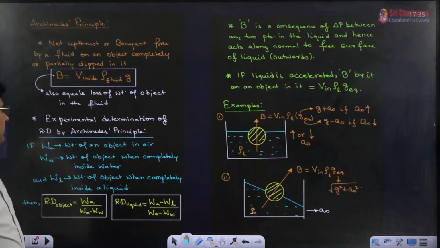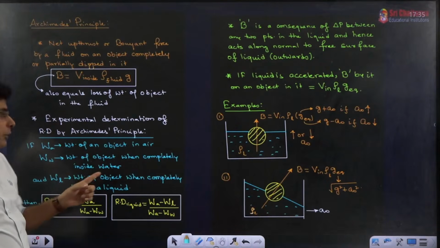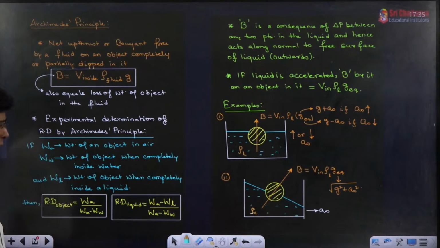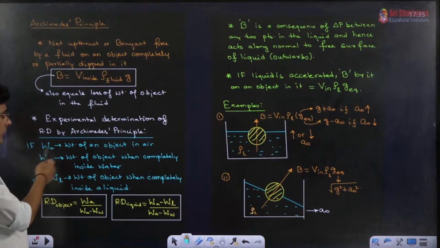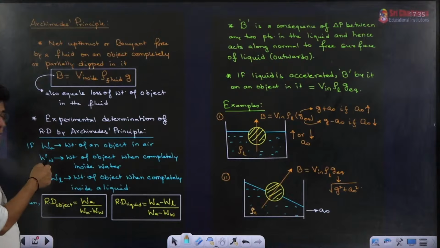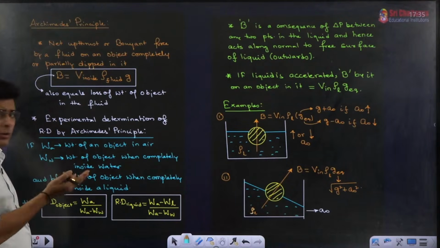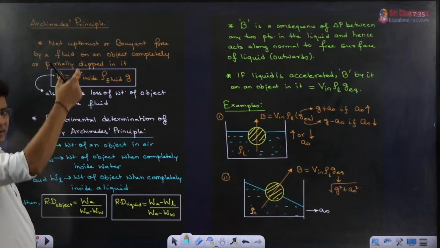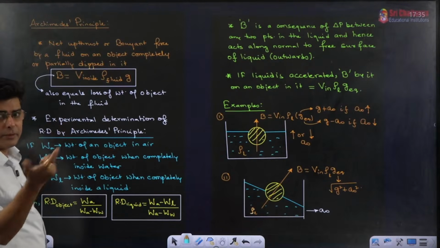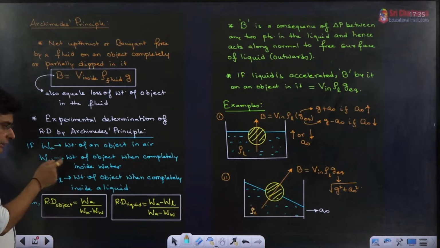Using this concept of Archimedes principle, we can determine the relative density of any substance or a liquid in this particular way. We just take an object whose weight in air is WA. Inside water, when completely submerged, suppose the weight is recorded as WW. We can record it using a spring balance. The tension in the spring balance will give you the recorded weight. So the recorded weight when it is completely submerged inside water, let's call that WW.